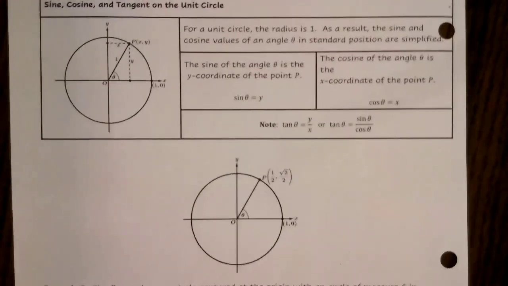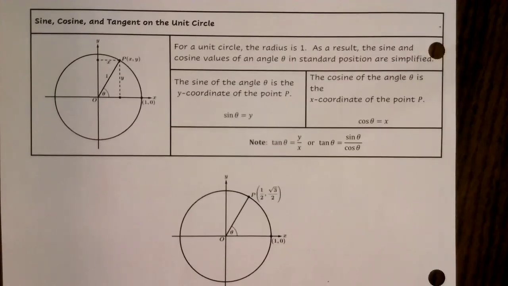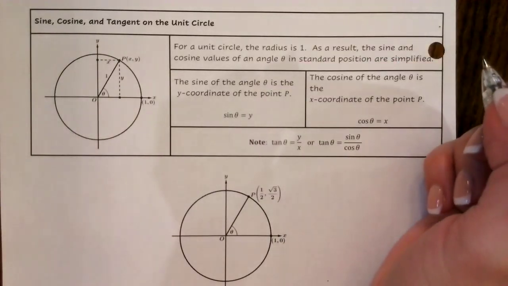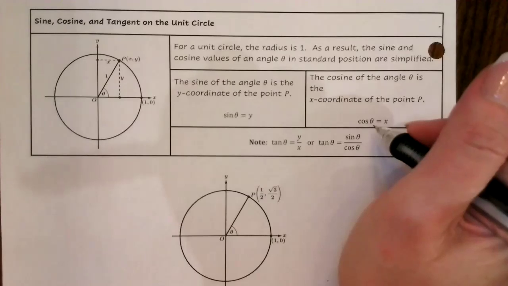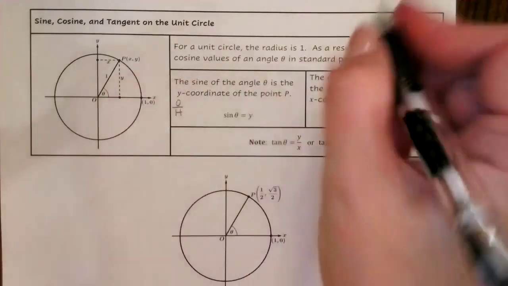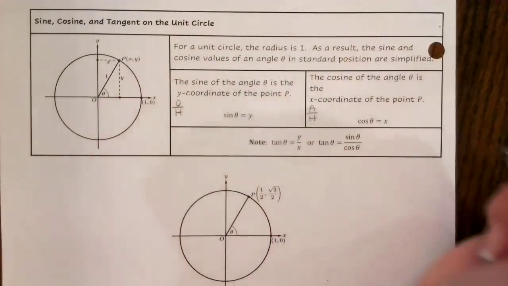All right. The next part to get us going here for the unit circle, we go back to our sine, cosine, and tangent that we've talked about. It says for a unit circle, the radius is 1. As a result, the sine and cosine values of an angle, theta, in standard position are simplified. So let's talk about what that means. In our previous section, we talked about how sine is opposite over hypotenuse and cosine is adjacent over hypotenuse. So this was opposite over hypotenuse and this was adjacent over hypotenuse.